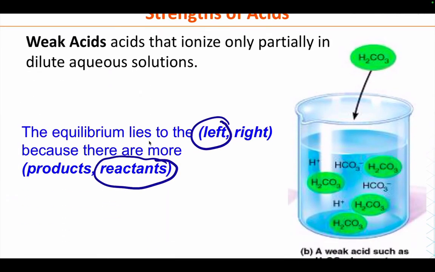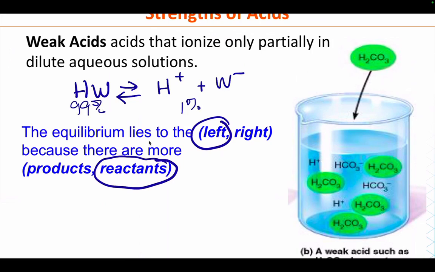This one, the weak acid, we're going to draw both arrows now, because you might only have like 1% of it breaks apart and 99% of it stays together. So the equilibrium lies to the left because you're going to have more of the intact acid and less of the ions. And the left side is where the reactants are.